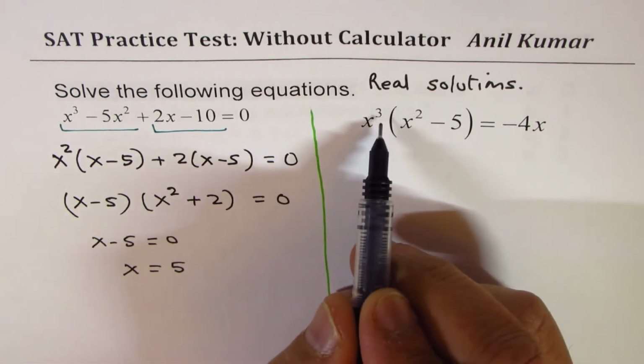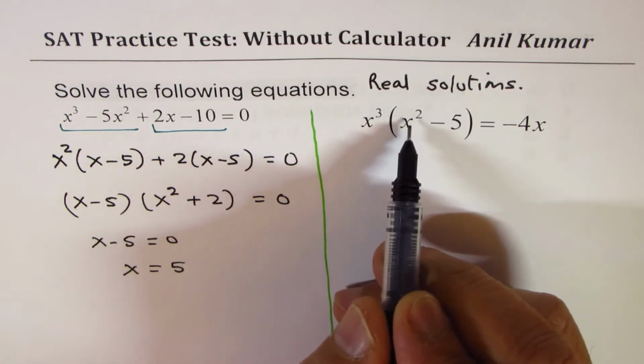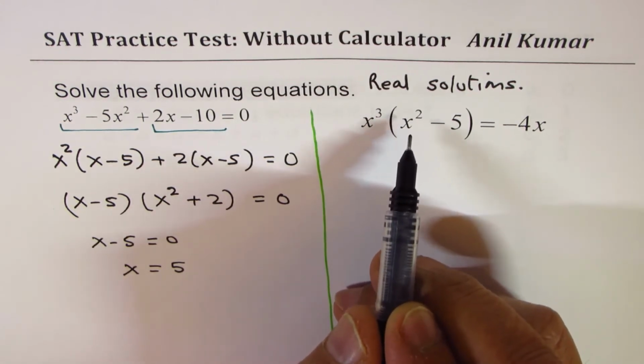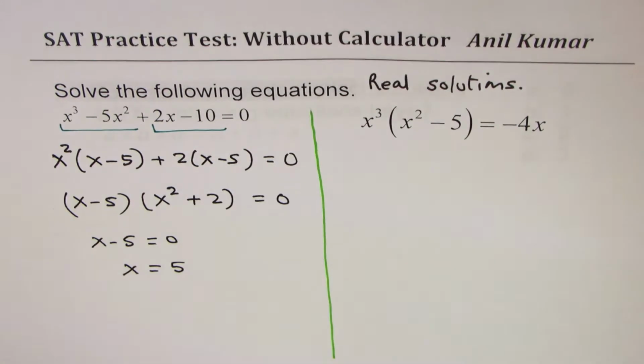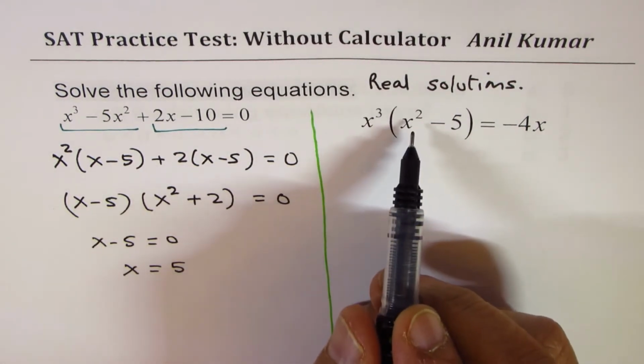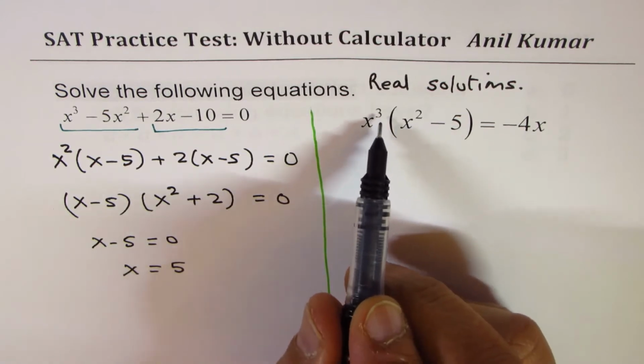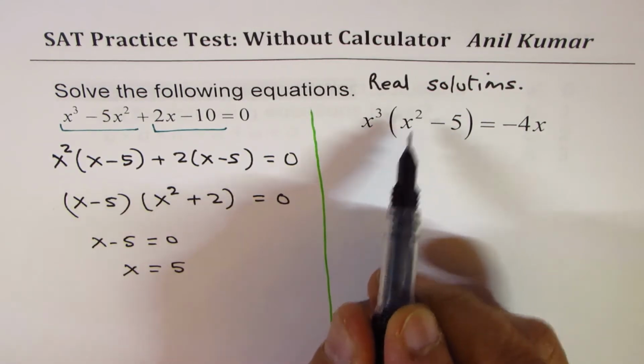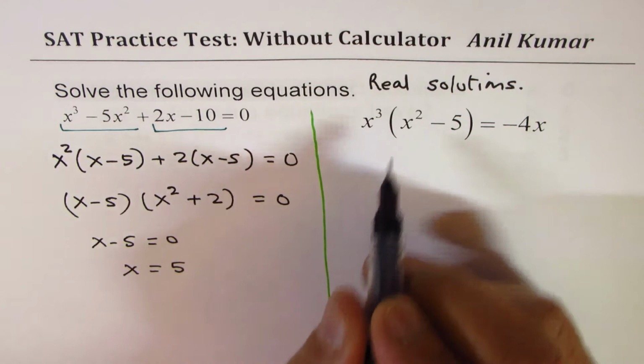So it is a 5-degree equation. We expect maximum 5 answers. So that is also a key. Whenever you begin, you should know how many solutions you may get, right? Since the degree is 5, we may get 5 answers. Now let's see how to solve this.